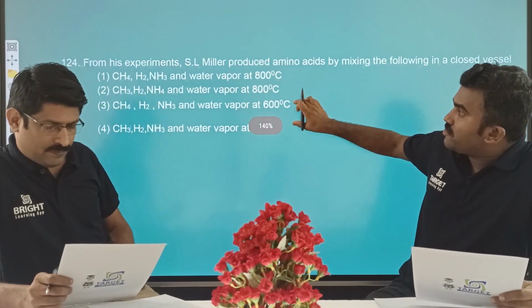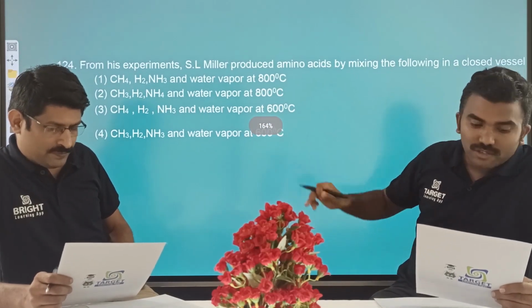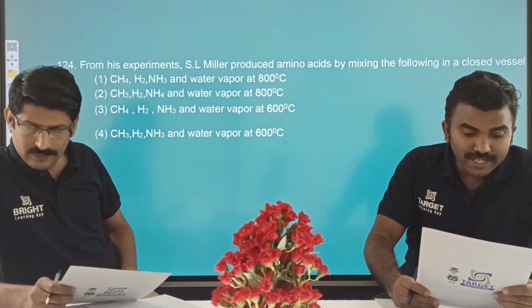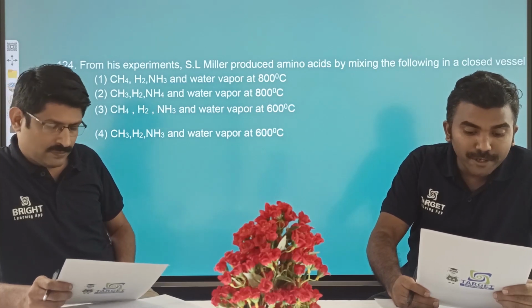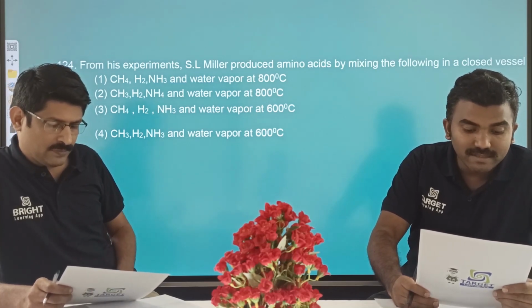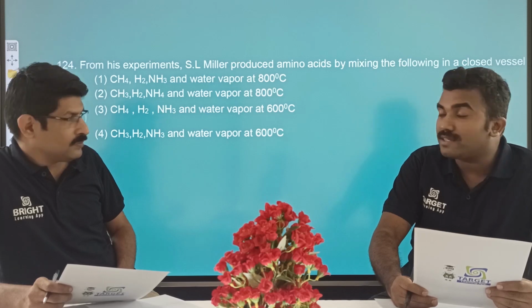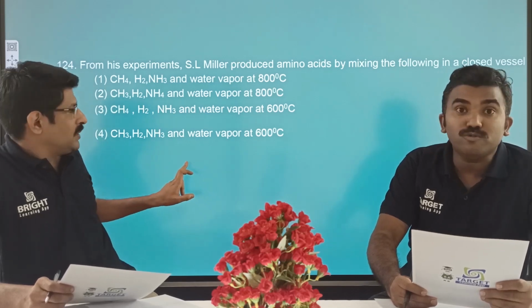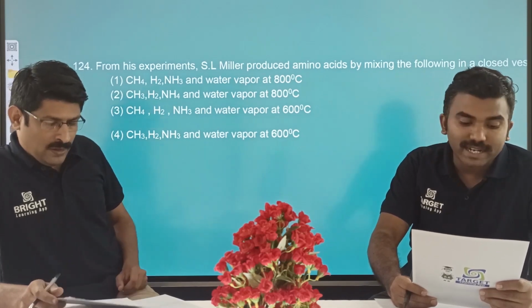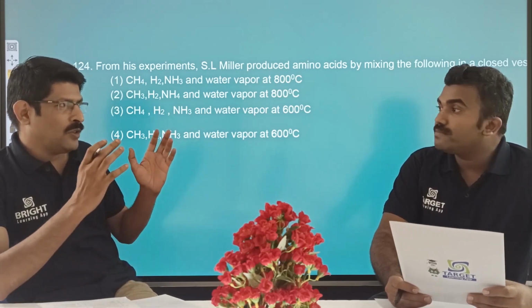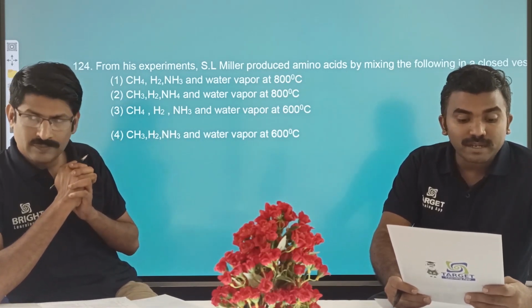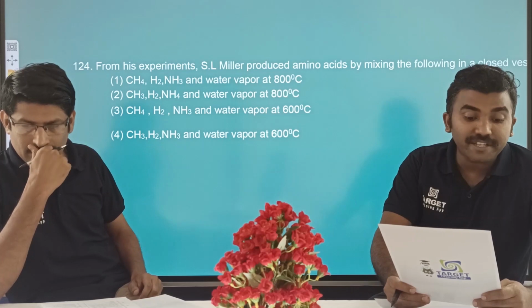Next question, there is 124. In this question, from his experiment, S.L. Miller produced amino acids by mixing the following in a closed flask. They conducted one experiment to prove that chemical evolution of life had taken place. This is a direct question from the synthesis of amino acids, from NCERT page number 127.